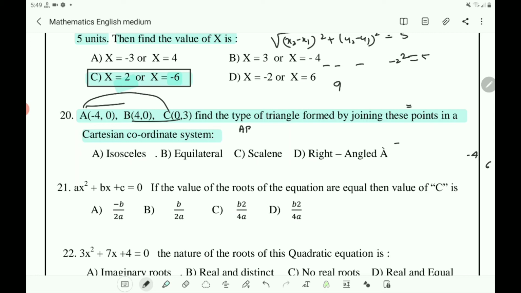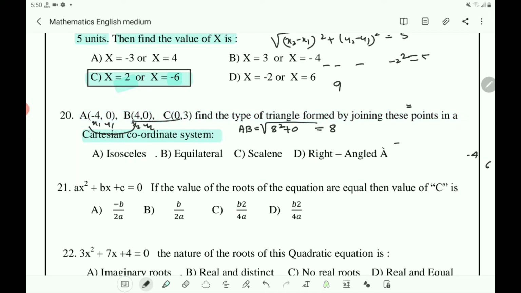To get AB, use the distance formula. Consider these as x1, y1, x2, y2. x2 minus x1, that is 4 minus (-4), you will get 8 squared. And 0 minus 0 you will get 0 only. Then the square root of 8 squared is 8.